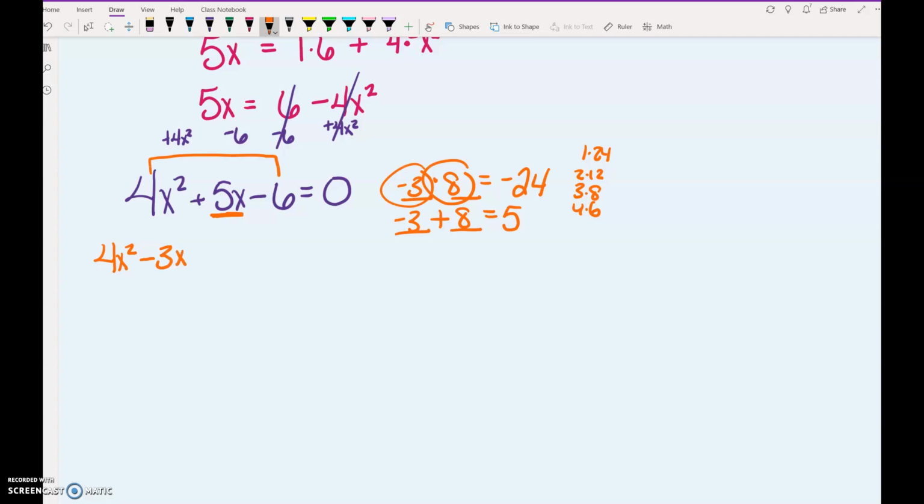So 4x squared minus 3x plus 8x minus 6. Then we split it and factor by grouping. And most of you are pretty good at factor by grouping if you can get to that point. So these two just have x in common. These two, I think, have 2 in common.